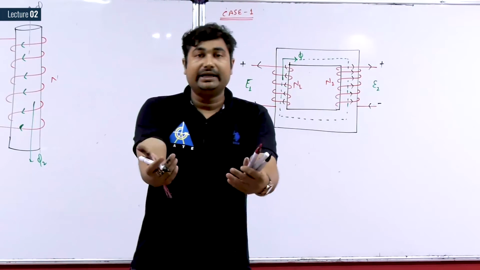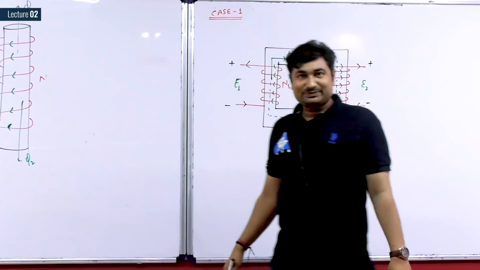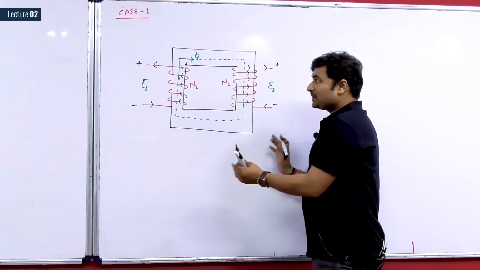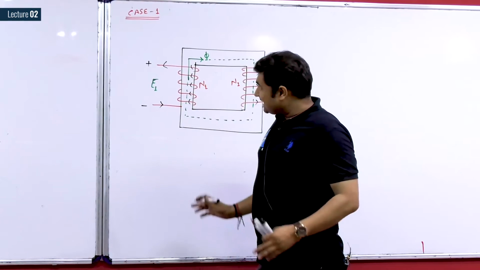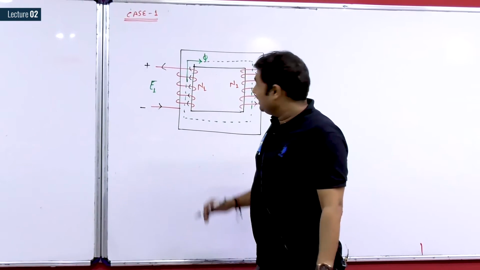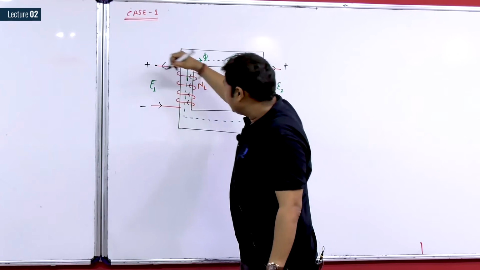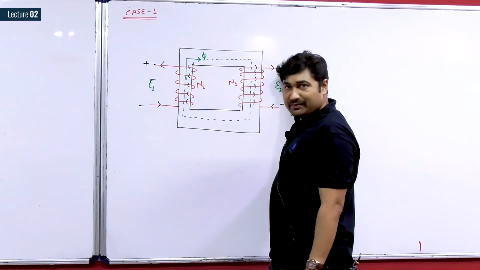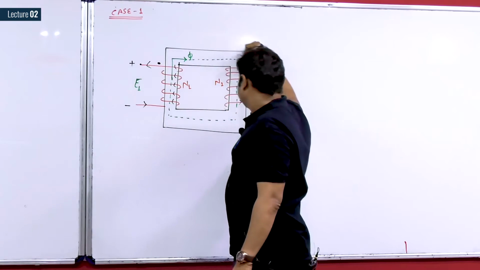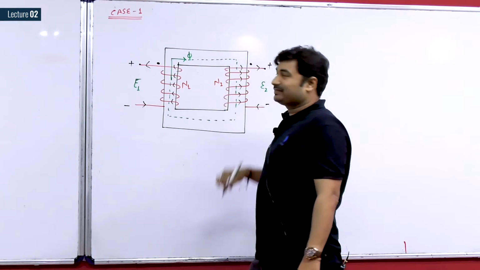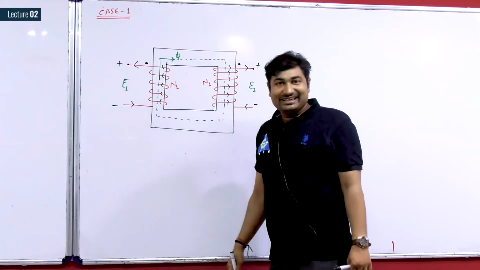Now, it introduces the concept of the dot. The same flux will produce the induced EMF in both coil 1 and coil 2, and at the same instant, t equals t naught, this terminal and this terminal are found to be of the same polarity, so they are represented by the dots.